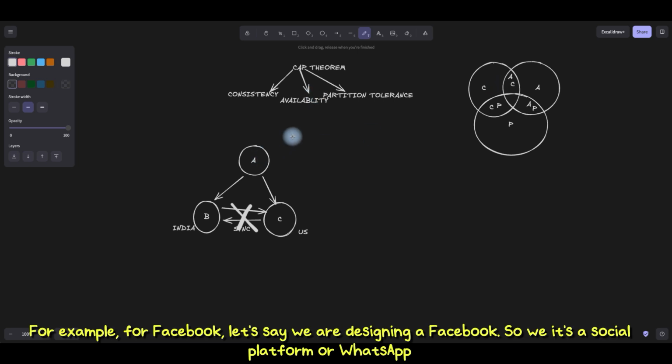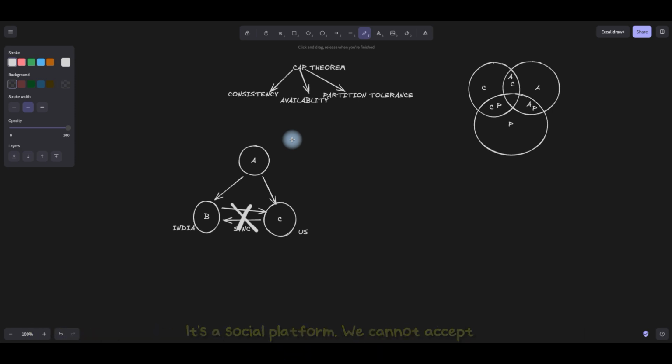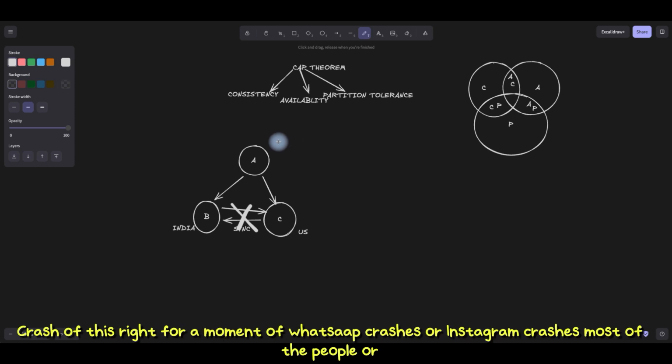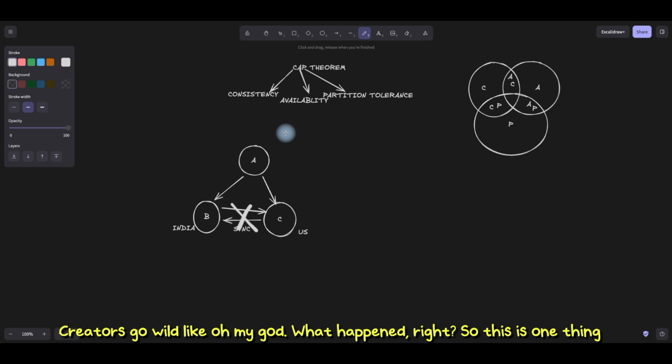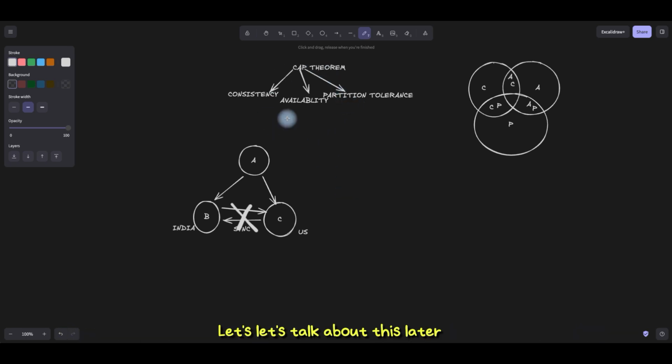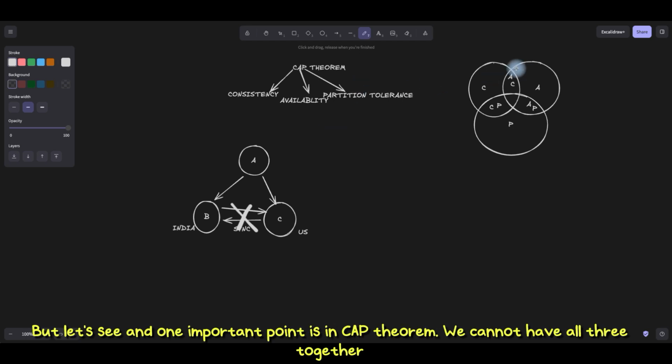For example, let's say we are designing Facebook, which is a social platform, or WhatsApp, which is also a social platform. We cannot accept a crash of these, right? If WhatsApp or Instagram crashes even for a moment, most of the people or creators go wild, like, oh my god, what happened, right? So this is one thing. Let's talk about design later.